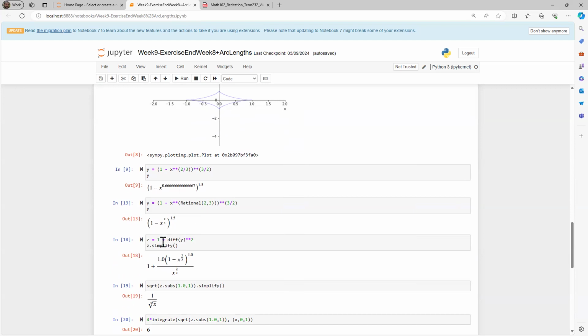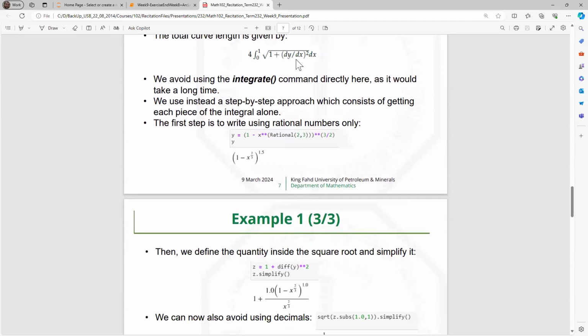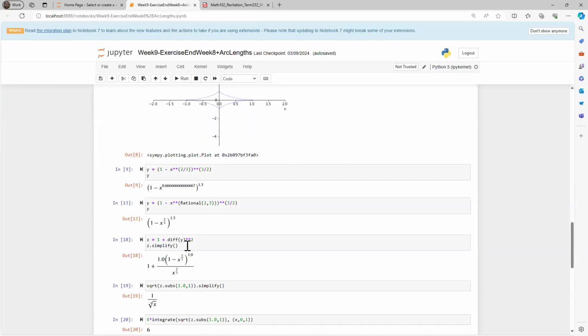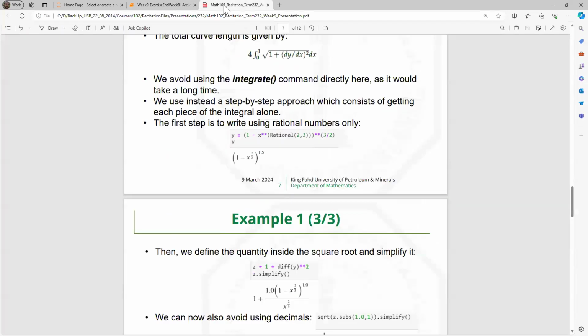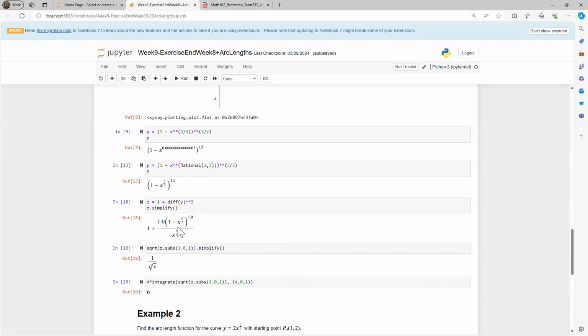Then we will define z as 1 plus the derivative of y with respect to x, of course, since in the formula we know we'll have to integrate the square root of 1 plus (dy over dx) squared. So z would be 1 plus the derivative of y squared. Okay, that's it. This is the display of z. Here we go. Simplify. Then we take the square root of z, and we substitute 1.0, because here we have 1.0. We'll just substitute it by 1 and make it simpler.